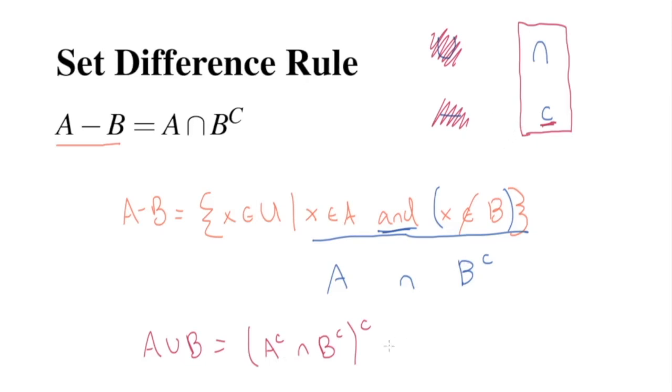Now, that doesn't mean that we stop using the difference symbol or the union symbol or the intersect symbol. It just means that the union symbol can be considered an abbreviation of this longer term. Likewise, the difference symbol can be considered an abbreviation of this longer term.